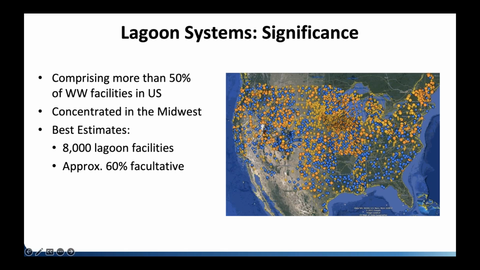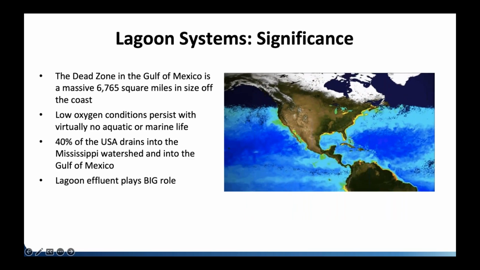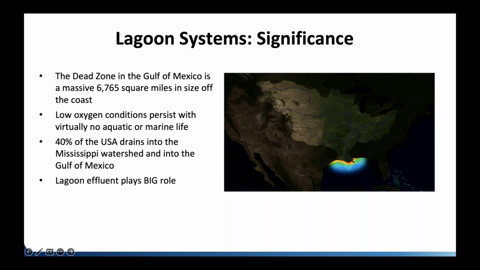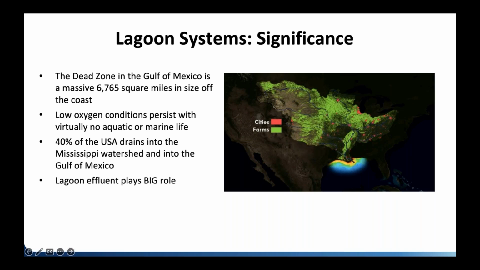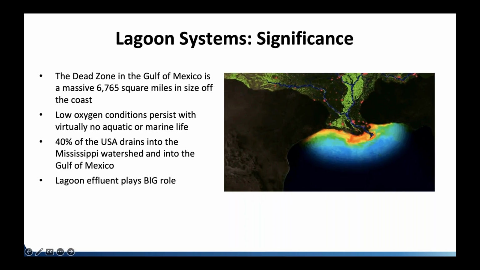But there are a lot of lagoons, and I'd say why this is important is that from an environmental standpoint, lagoons have a massive impact on the overall environment. And in particular, what's driving all these nutrient regulations is the dead zone off the Gulf of Mexico, which is essentially an area in the Gulf of Mexico that is almost 7,000 square miles in size, where there is so much nutrient pollution that very, very little aquatic life can live.